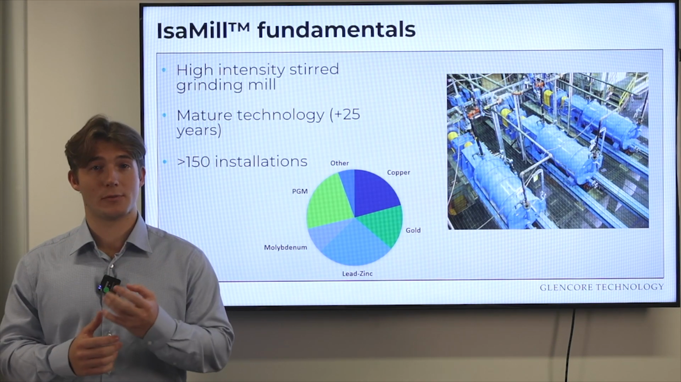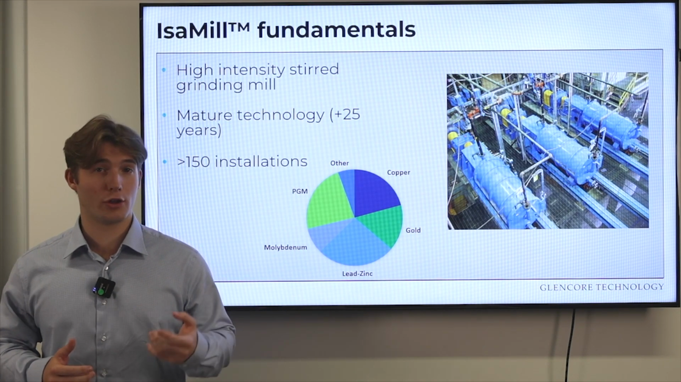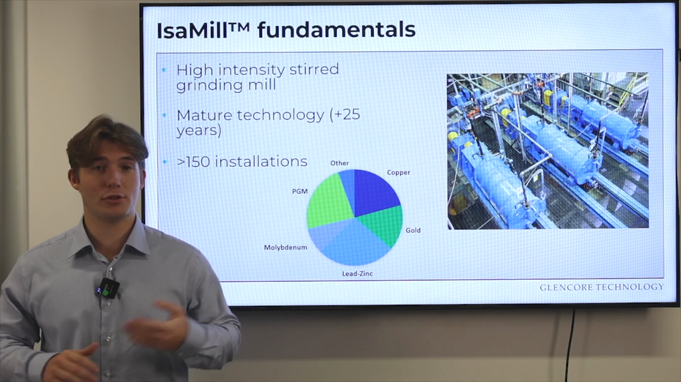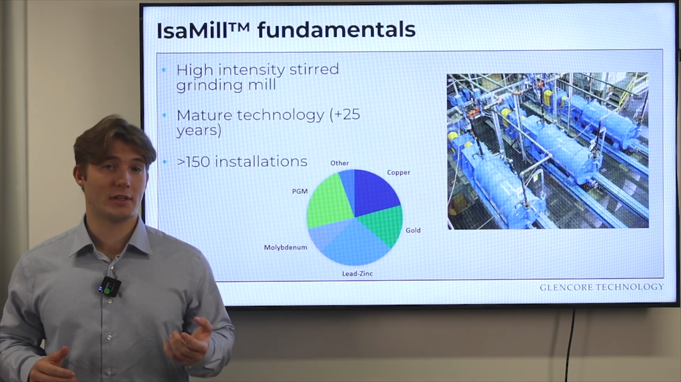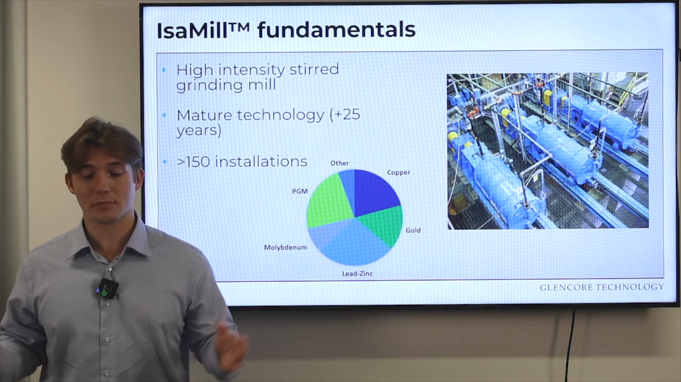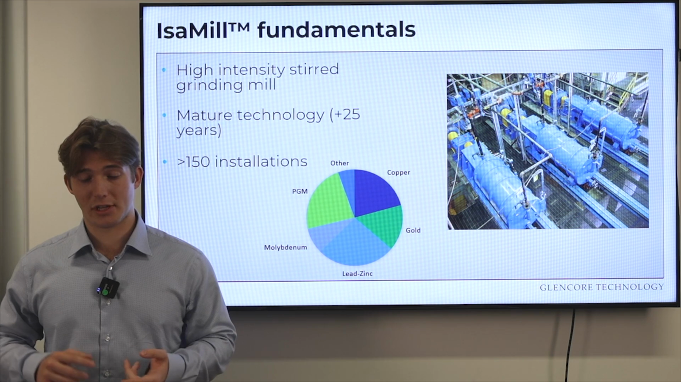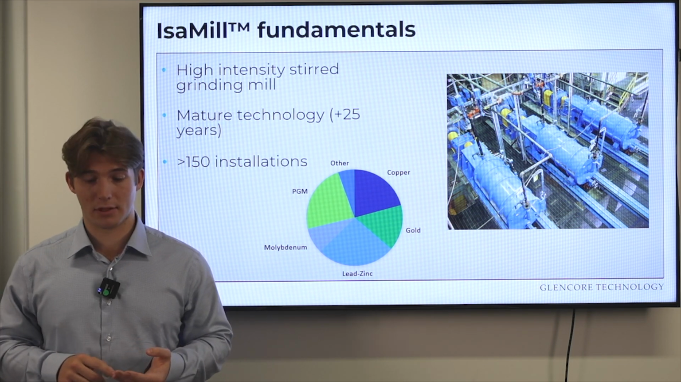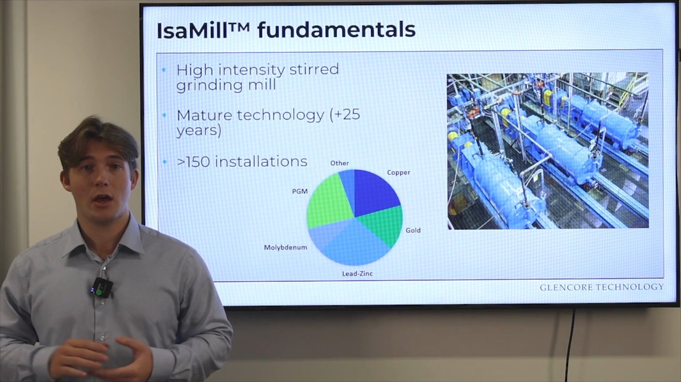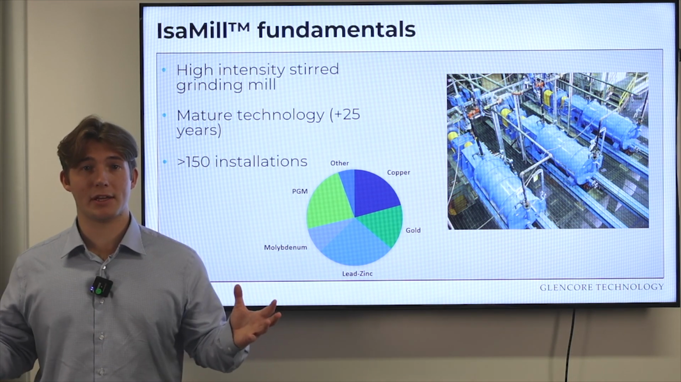So what is an IsaMill? Well, the IsaMill is the world's only horizontal high-intensity stirred grinding mill, and it is a mature technology with over 150 installations spanning across a 25-year operating window. It has installations in copper, gold, lead, zinc, molybdenum, PGMs and other commodities such as magnetite and rare earths, providing a wide range of applications.